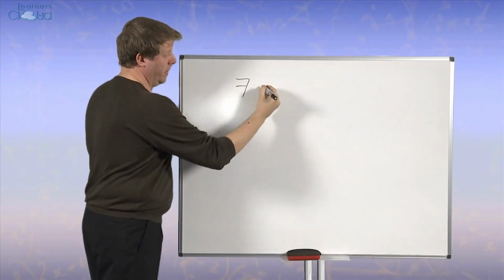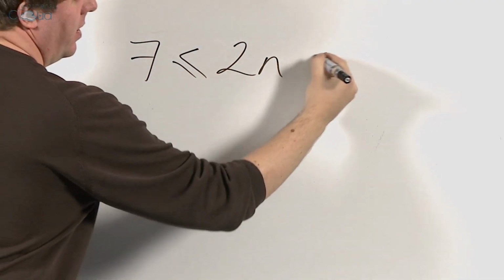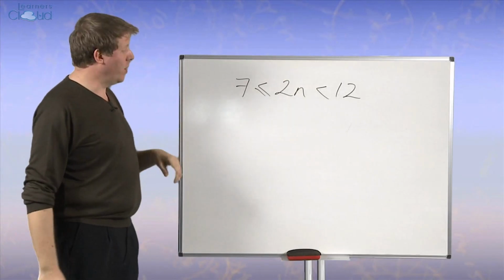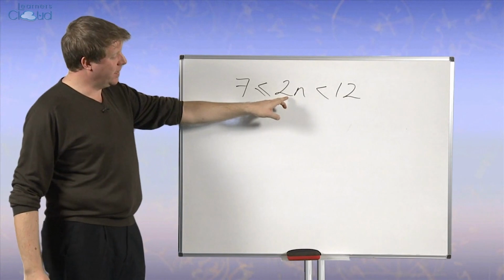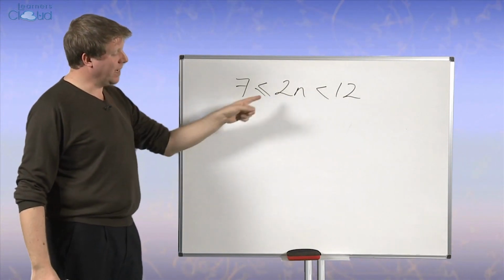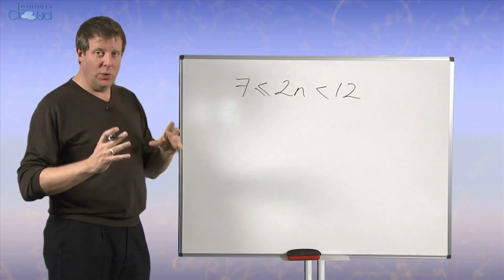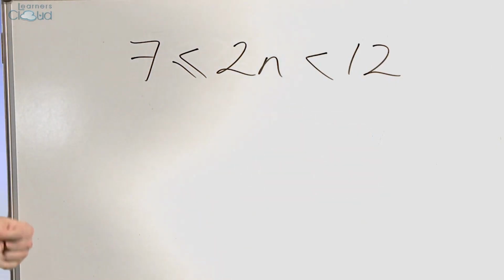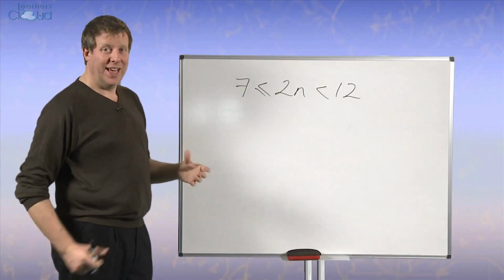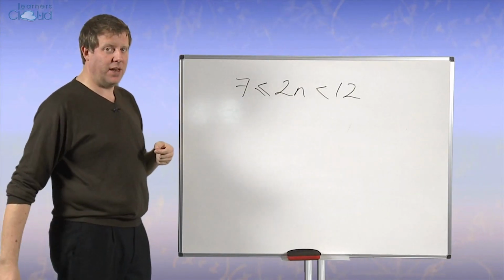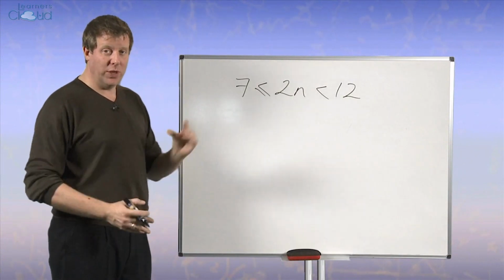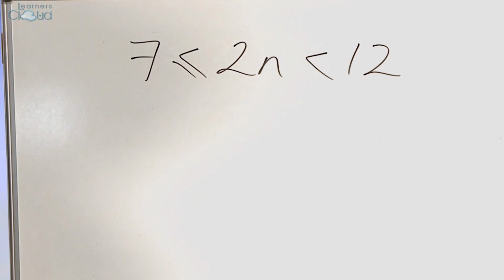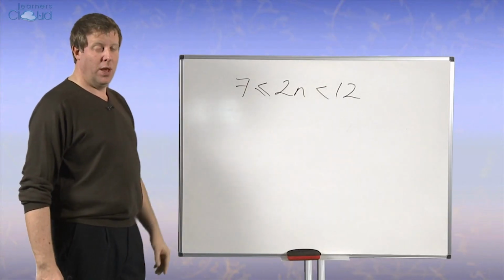And this one is 7 less than or equal to 2n, which is less than 12. Now, you'll notice on this one, we don't just have the letter in there on its own. There's actually a 2 in front of it. We can only write down our integer solutions when we have that letter on its own in the middle of the inequality. So the first thing we need to do is to get rid of that 2 that's in front of the n. Just as if we were solving an equation, we do the opposite of what's being done to remove it. So if this is 2 multiplied by n, we're just going to divide through by 2.